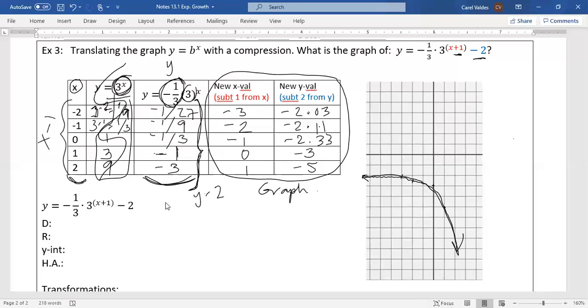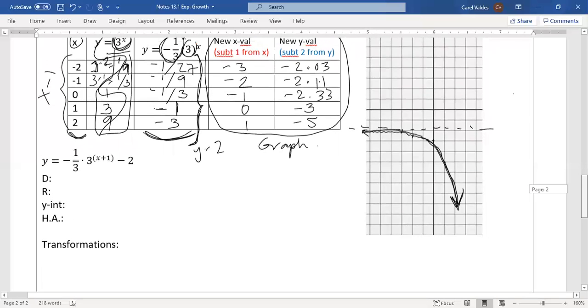Because you have a compression factor of 1/3, it's farther away from the graph. So this part of the graph is farther away from the y-axis. And that's exactly what happens. So your k value being -2, that's what gives you your horizontal asymptote. That graph is going to get closer and closer and closer to -2, but it's not going to cross -2. So then knowing that, we can talk about the features of the graph.